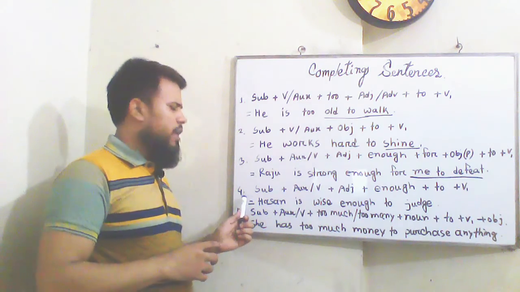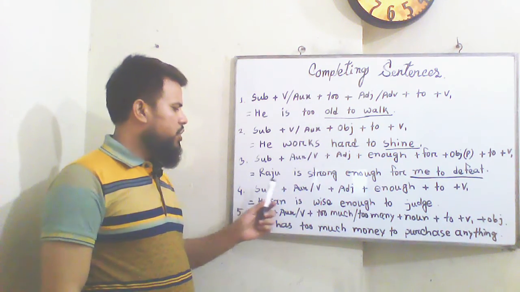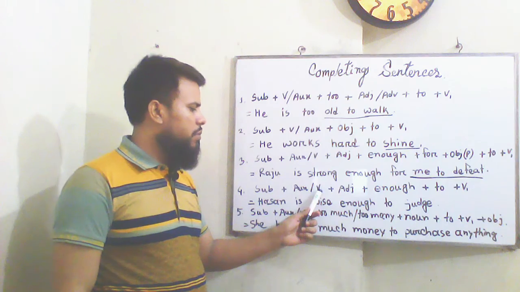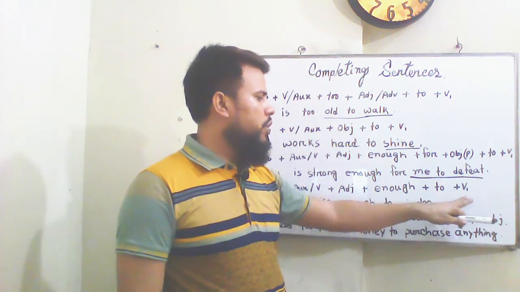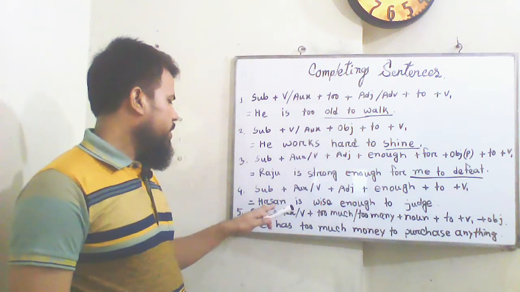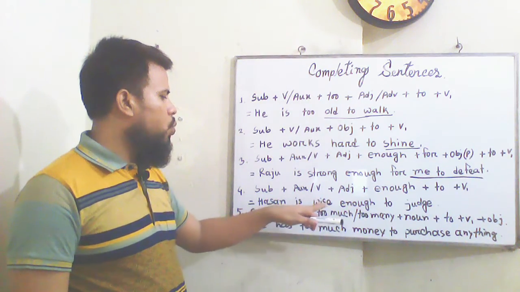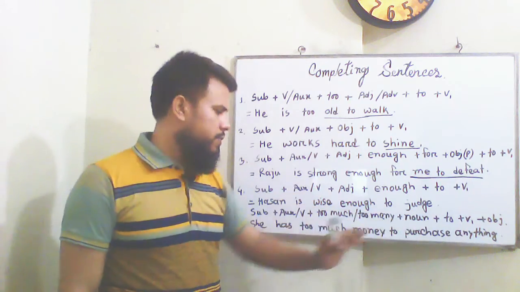However, my next rule is subject and then auxiliary, or main verb, and then adjective and enough, and then to, and then verb 1. For example, Hassan is wise enough to judge.